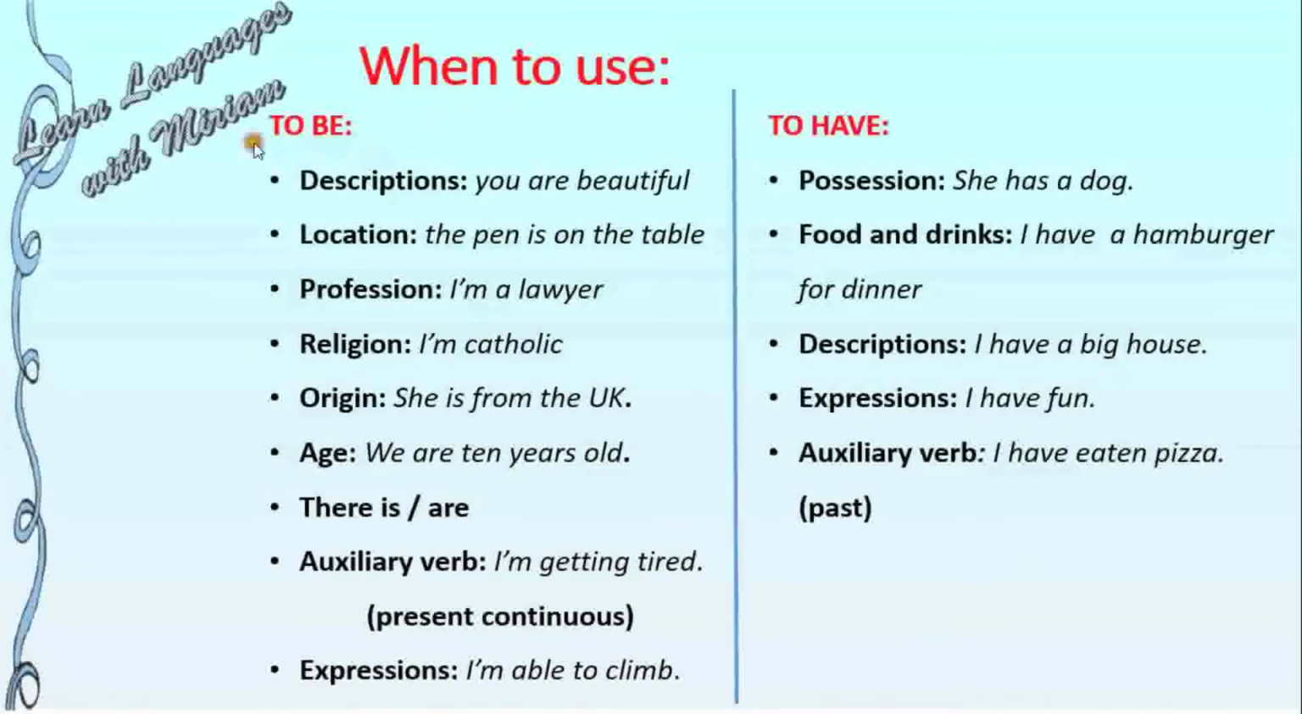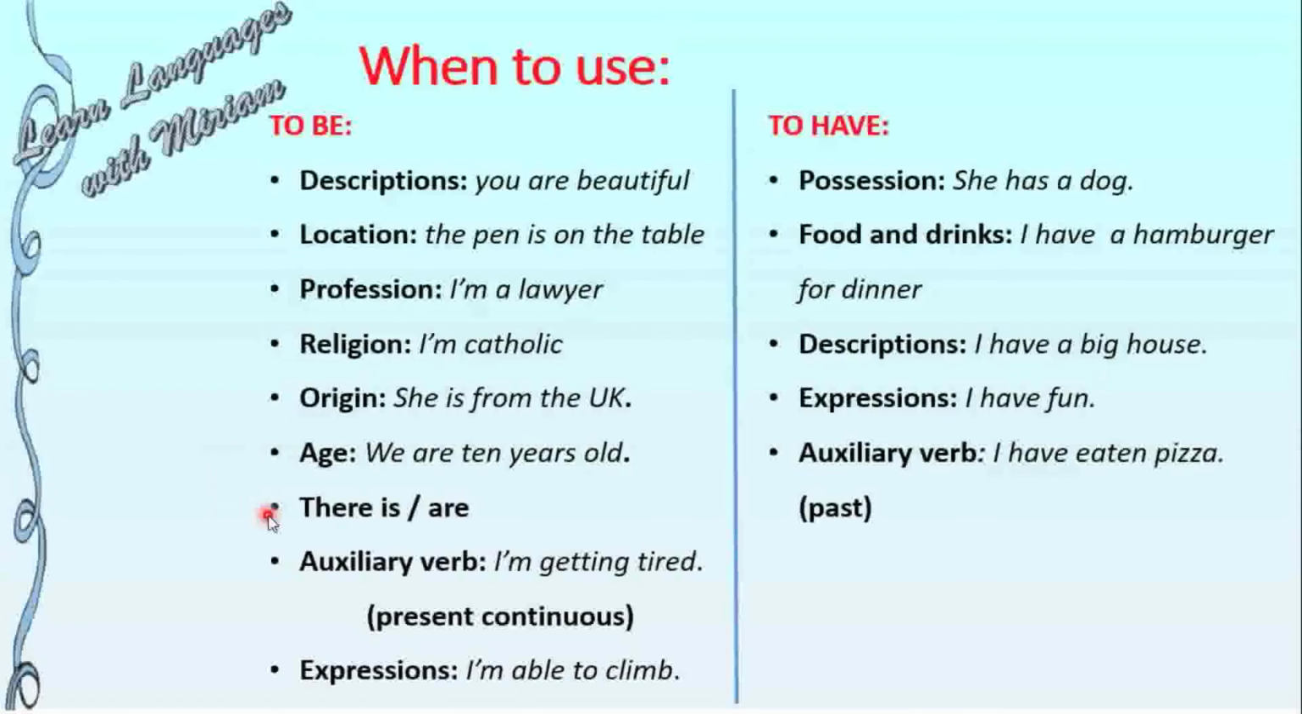To be, we are going to use it in descriptions. For example, you are beautiful. With location, the pen is on the table. With profession, I'm a lawyer. Religion, I'm Catholic. Origin, she's from the UK. Age, we are 10 years old.